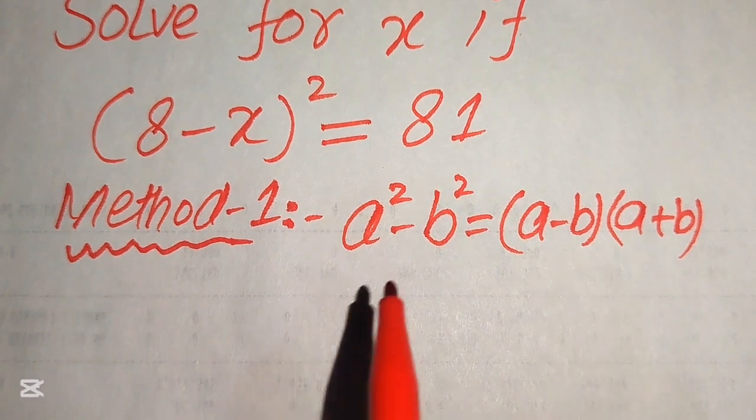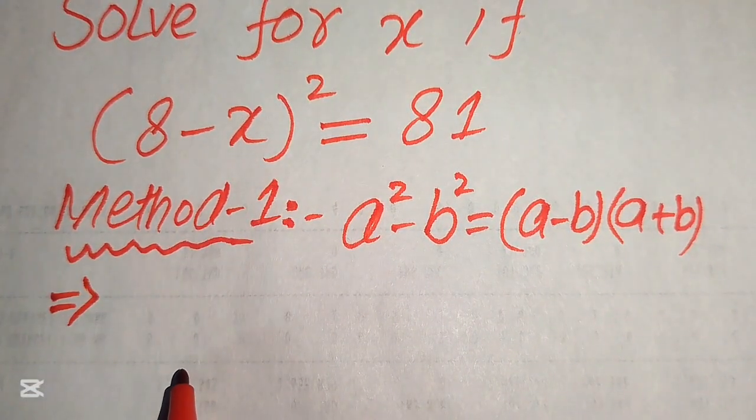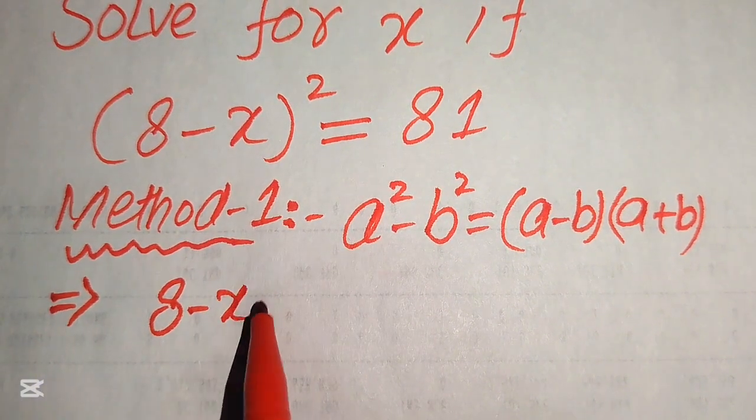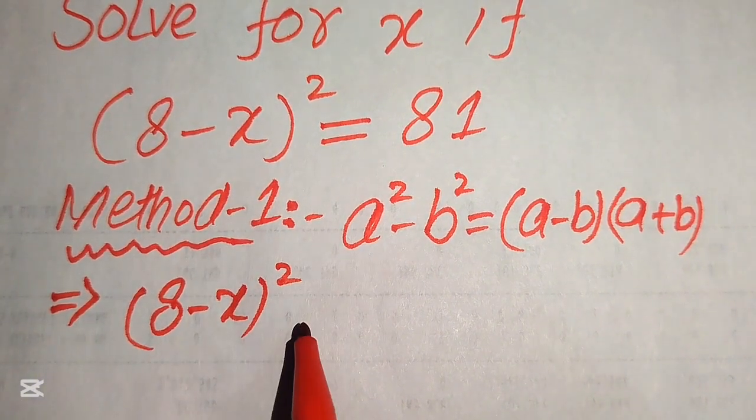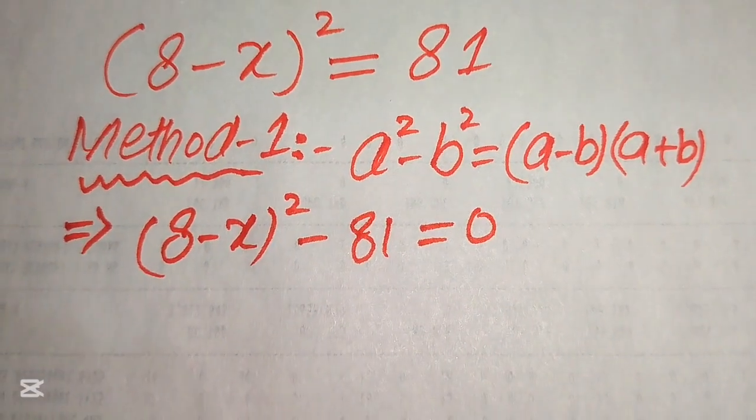So in the first method, we use this nice algebraic formula: you know that a² − b² = (a − b)(a + b). According to this formula, first we need a little bit of simplification of the given question statement. Here we move this 81 to the left hand side, and it will be written as (8 − x)² − 81 = 0.